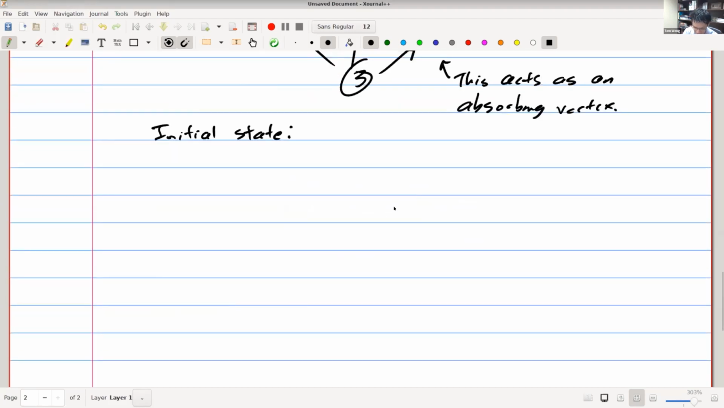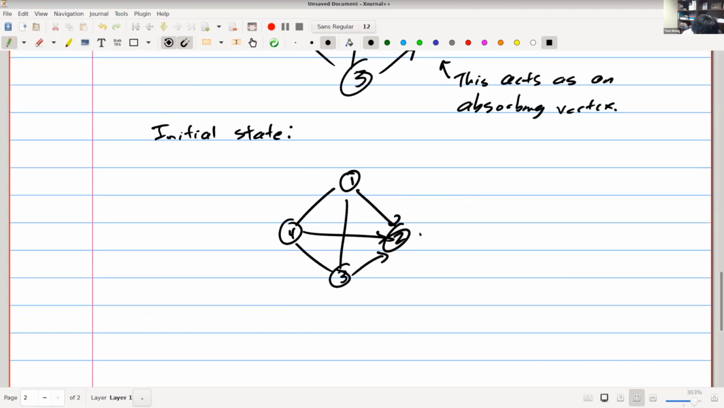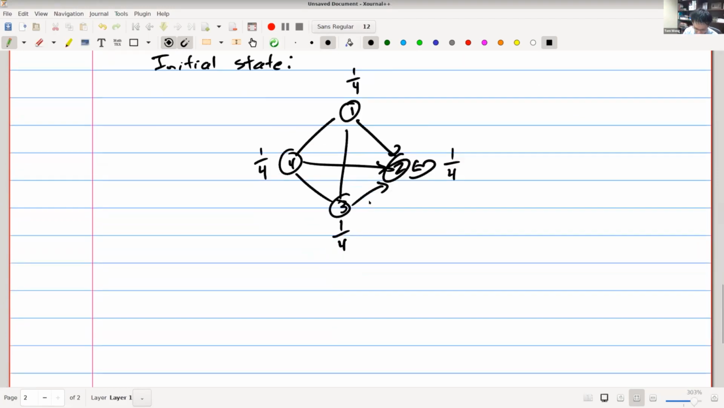As a probability distribution, the state of the random walk looks like this. We have probability 1/4 of starting at vertex 1, probability 1/4 of starting at vertex 2, probability 1/4 of starting at vertex 3, and probability 1/4 of starting at vertex 4, because again, we start at a random vertex. And now we're going to take a step of the random walk.